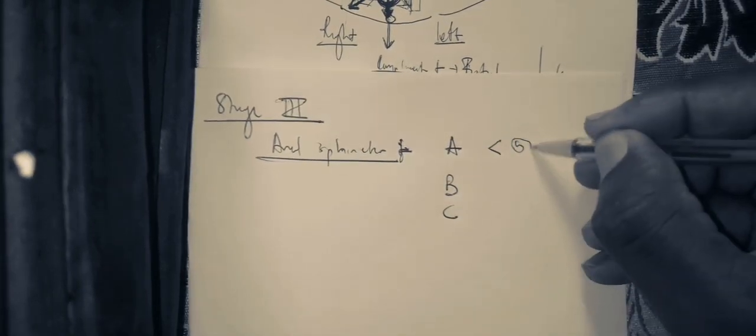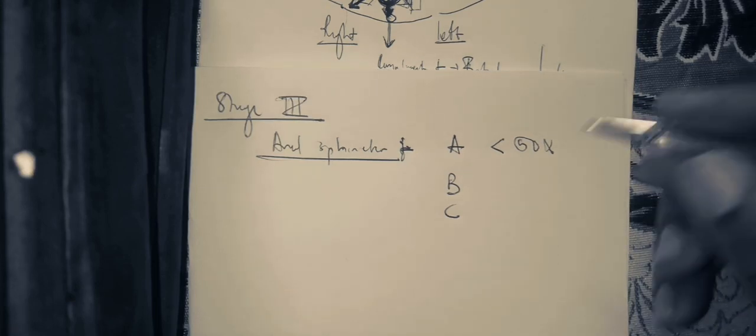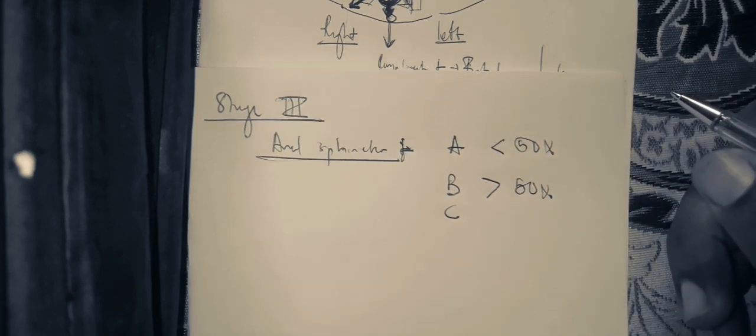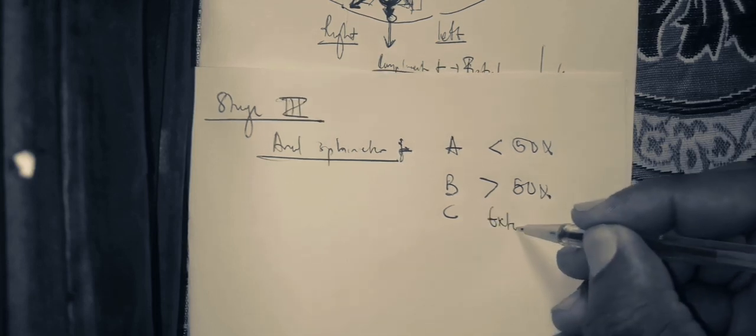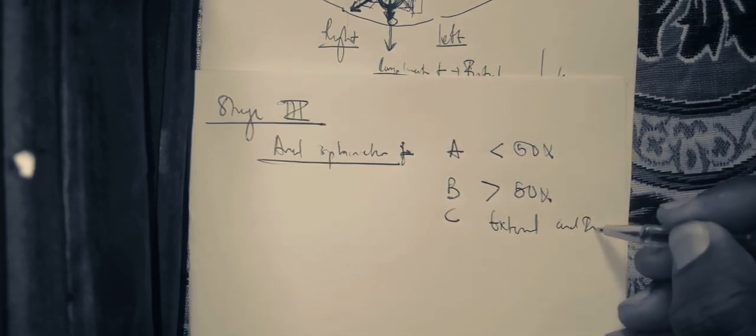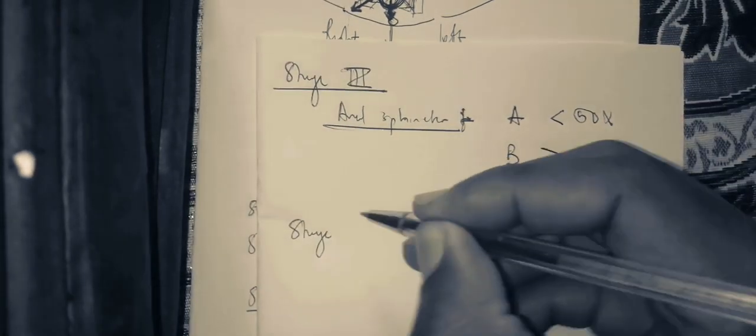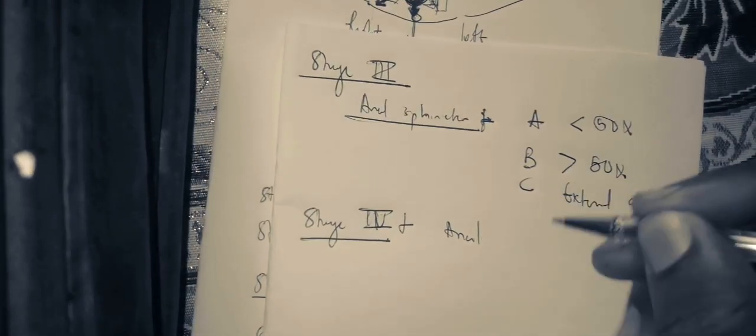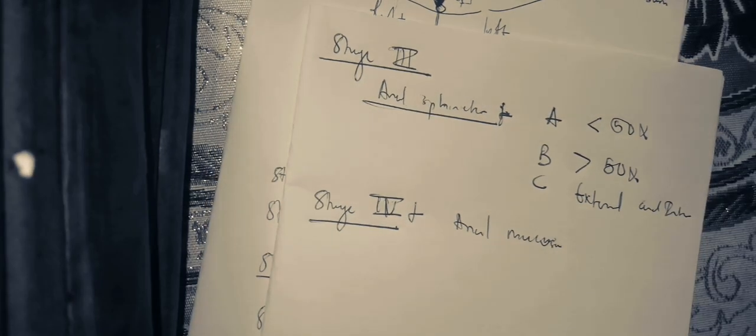When there is less than 50% involvement of the external anal sphincter, it is stage 3A. When there is more than 50% involvement of the external anal sphincter only, it is stage 3B. And when there is involvement of both the external anal sphincter and the internal anal sphincter, it is stage 3C. Now, stage 4 is when there is a perineal tear with involvement of the anal mucosa. Is it clear? Those are the different elements that you need to evaluate.